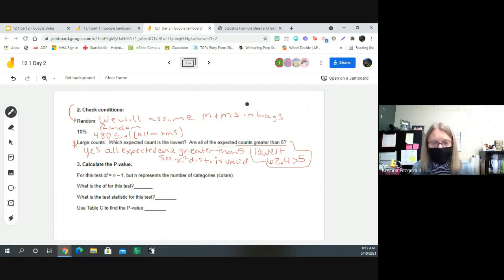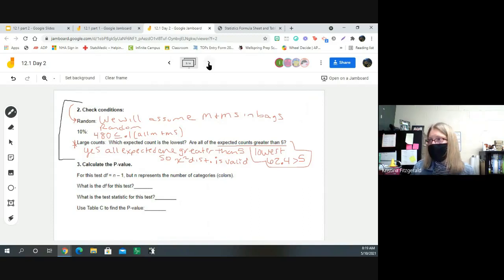So if you're doing a situation where you've got categories and you're trying to see if what you're observing is matching what should be expected for each category, this is to verify that you can do a chi-squared test. So this is the only big difference for that right now.